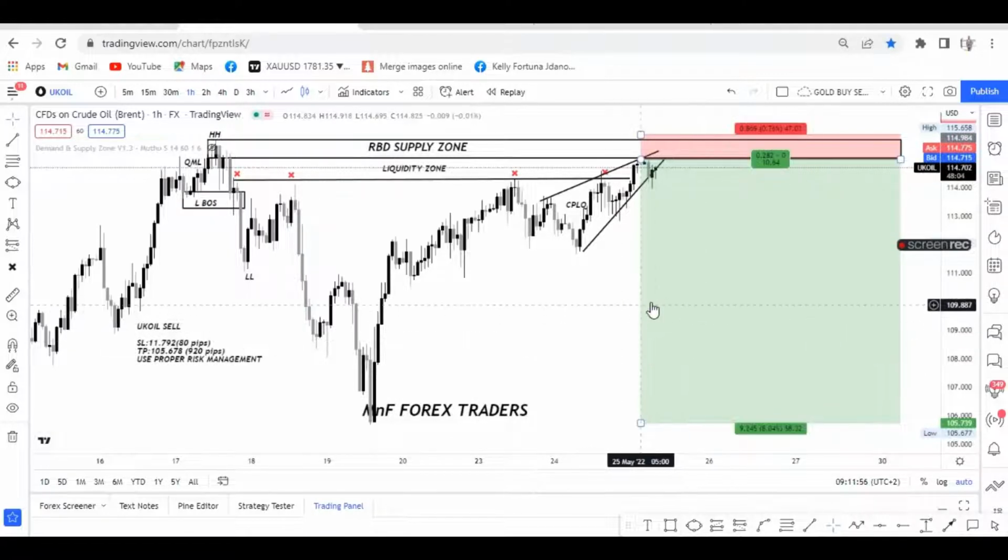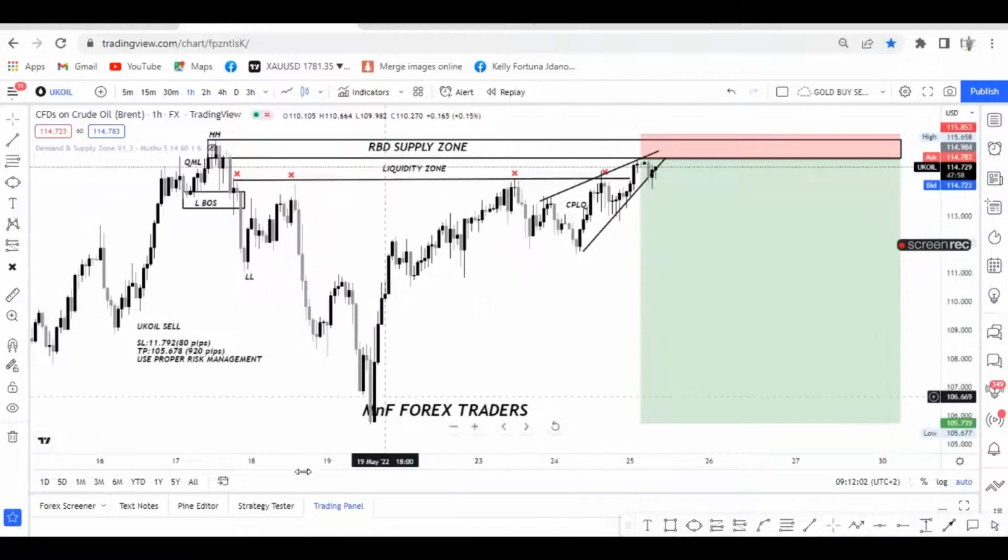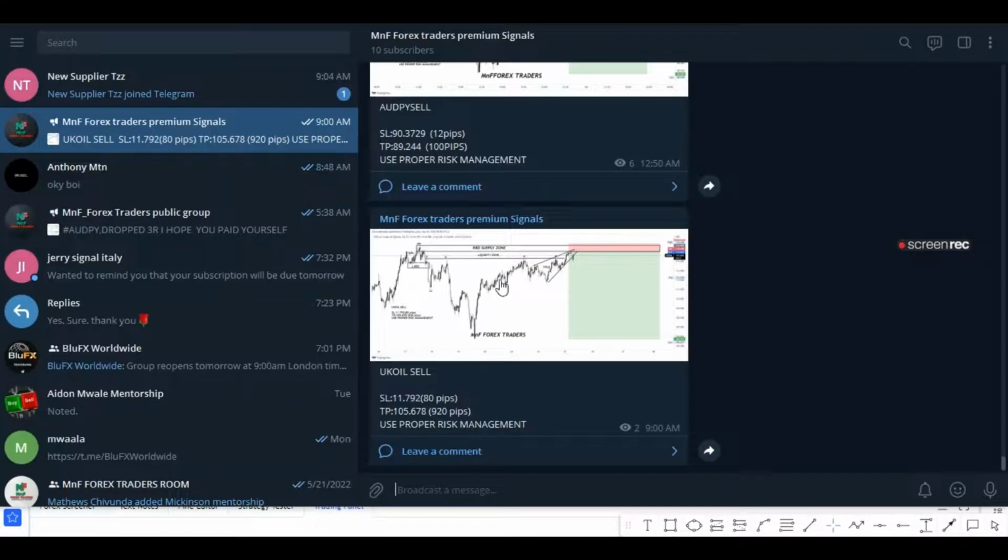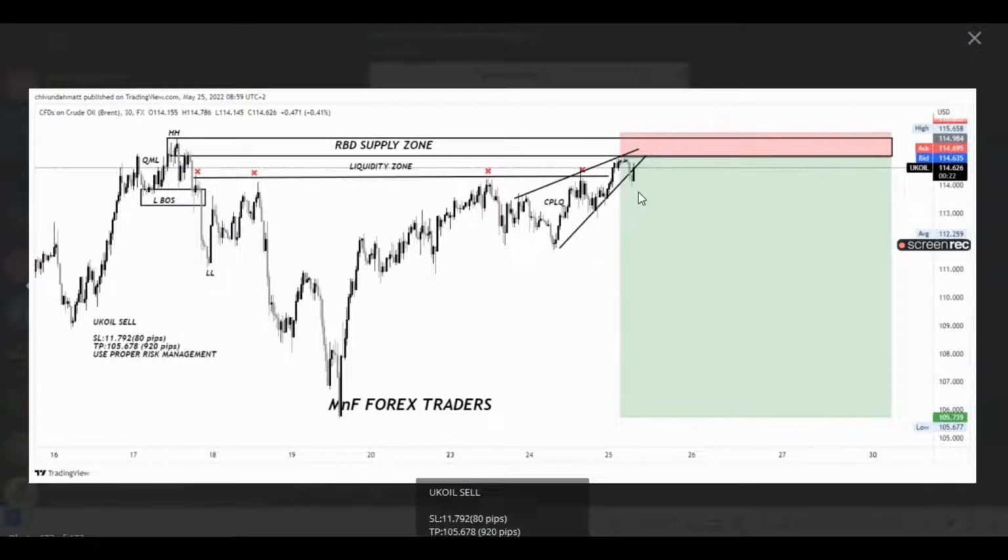This trade is about a 1 to 10 risk reward ratio. It's like 1 to 11, risking about 86 pips to make about 920 pips. This setup has already been shared with our private community. You can see at the moment when I was sharing, the market was retracing from that level.